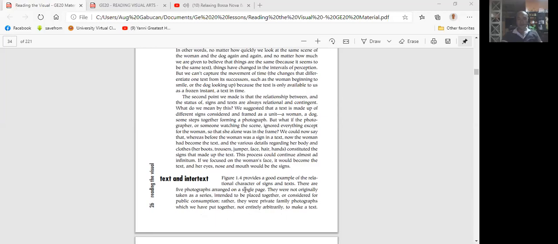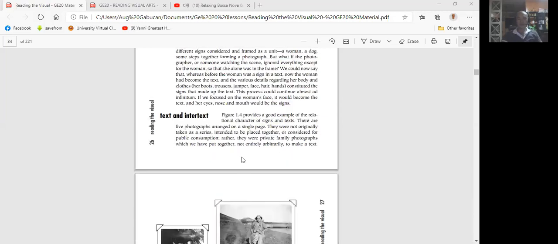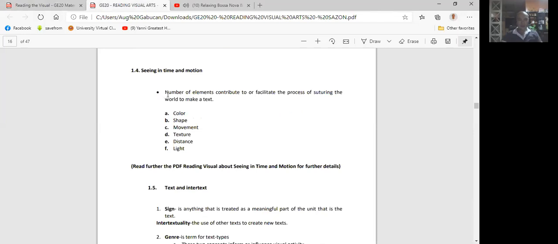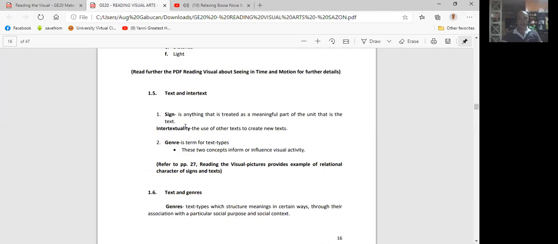Okay, so what do you mean by text and intertext? Let me see. These are the number of elements that contribute and facilitate the process of meaning making: color, shape, movement, texture, distance. So what do you mean by text and intertext? Number one, we need to understand a sign is anything that is treated as a meaningful part of the unit, that is the text. And intertextuality is the use of other texts to create new texts.